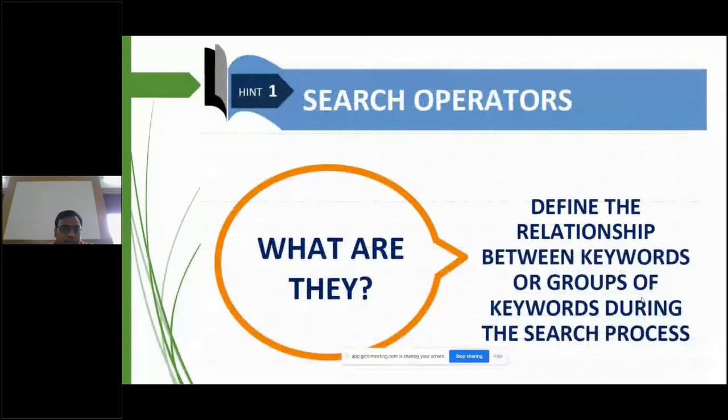So hint one is the search operators. What are the search operators? They define the relations between keywords or groups of keywords during the search process. They are going to help us find the data in the PubMed ocean of information.